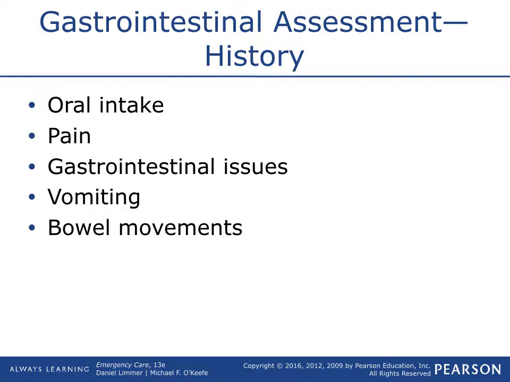Bowel movements. Has the patient had a bowel movement recently? And if so, how frequently? How does this compare to normal? What did the stool look like? Dark or tarry stool may indicate digestive blood. Bright red blood may be observed in the stool or on toilet tissue.